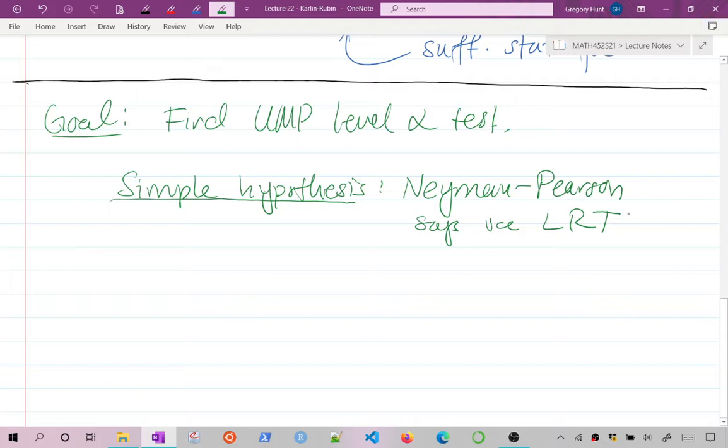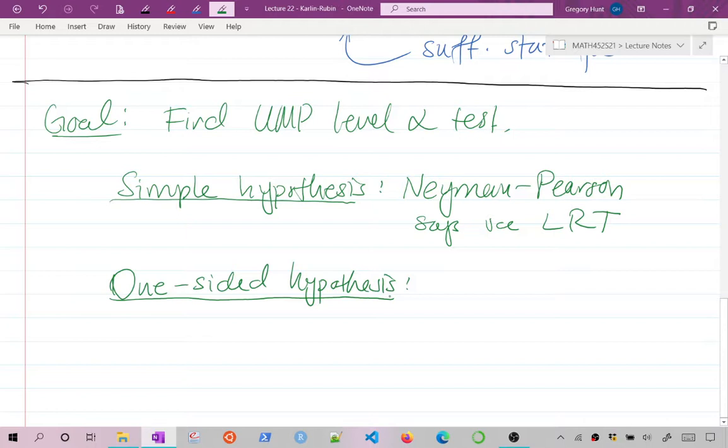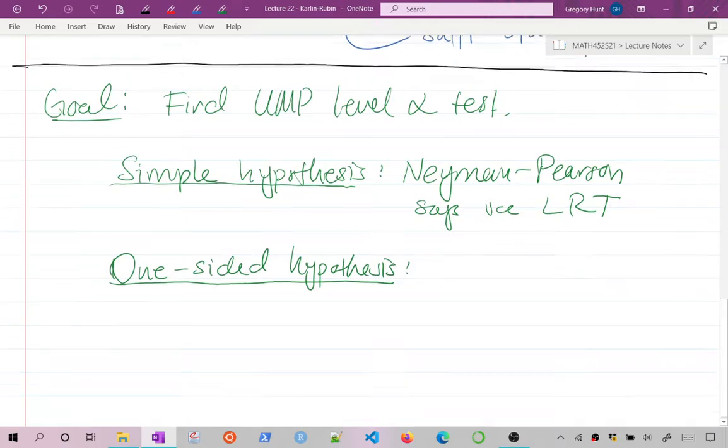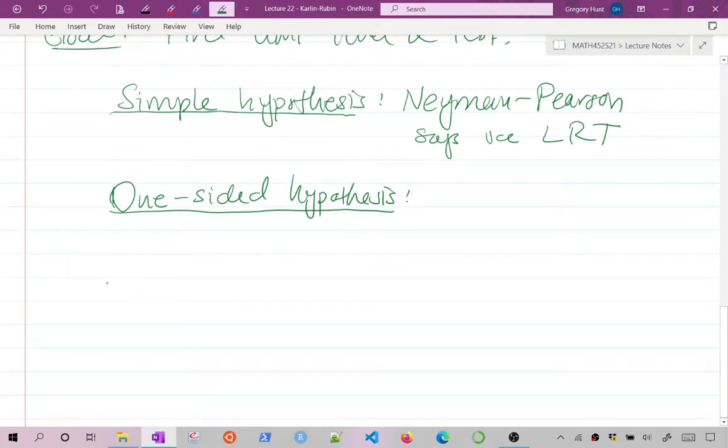And so we could talk about composite hypotheses, more complicated hypotheses that have more than one value in the null and alternative. And we could break it down into one-sided hypotheses, so like theta is bigger than some value or theta is less than some value. And we could also look at two-sided hypotheses.